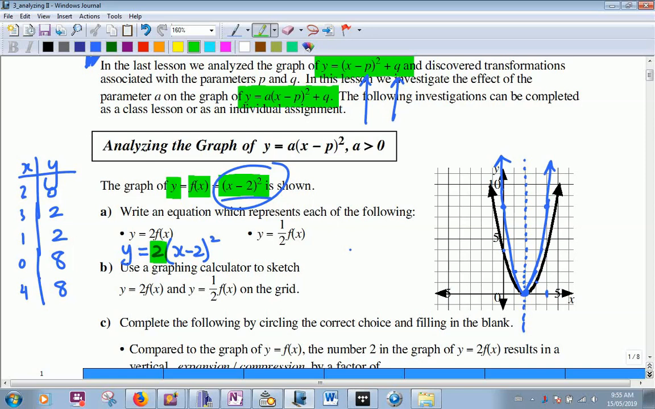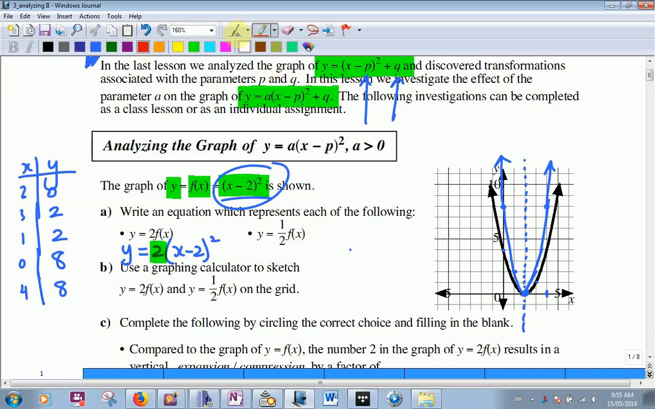This was 1, and now it's 2. This was 4, and now it's 8. Okay? Every y value is double what it was. So that's what a being 2 does. Doubles all the y values.